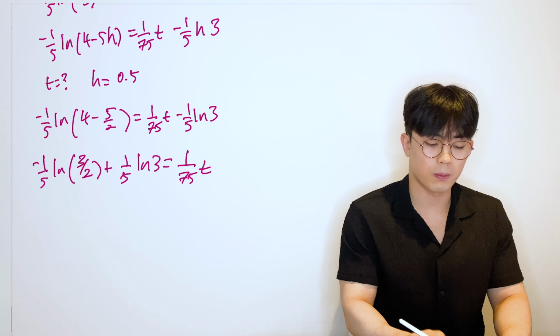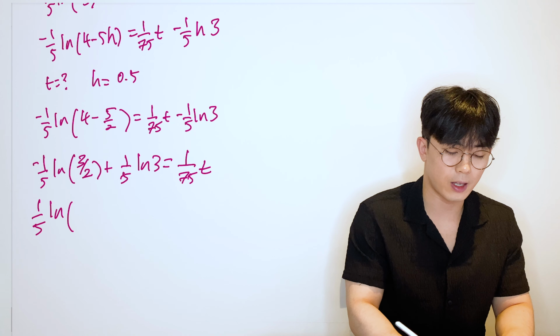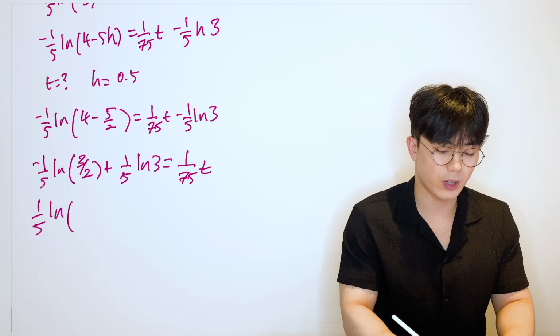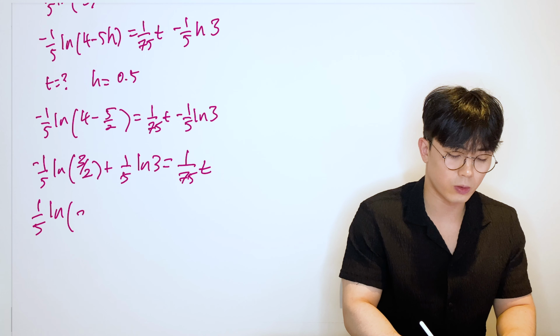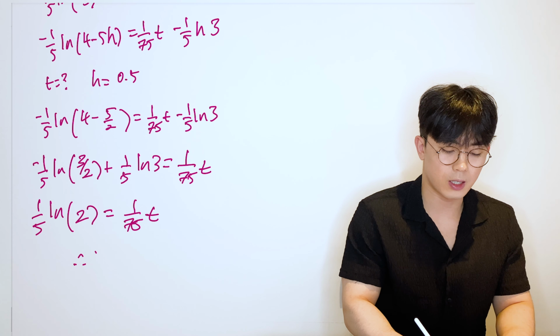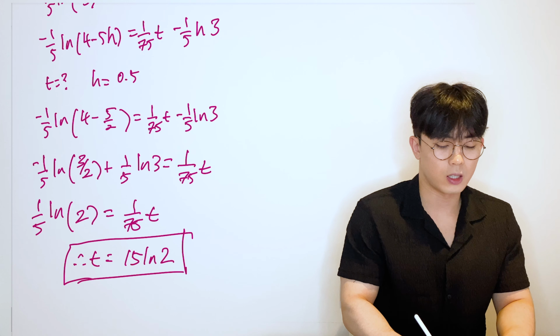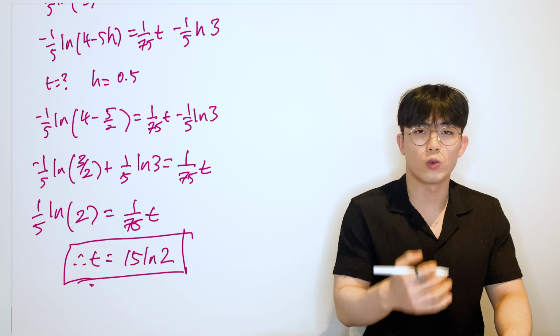ln's are logs, so I can combine them together, giving me ln of 3 divided by 3 over 2, so it's going to give me 2. That's equal to 1 over 75 t. So therefore, t is going to give me 15 ln 2. So as you can see, it's just a combination of all the different integration techniques that we've learned, creating the differential equation, solving the differential equation, and so on.